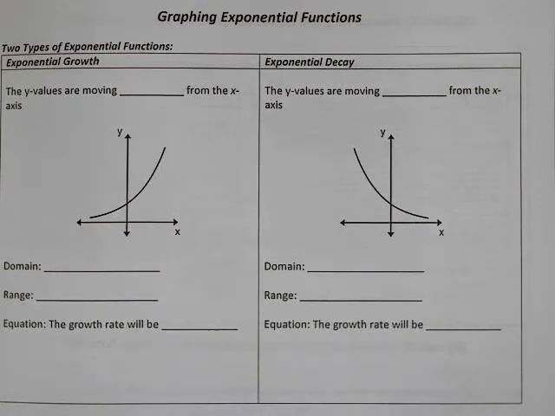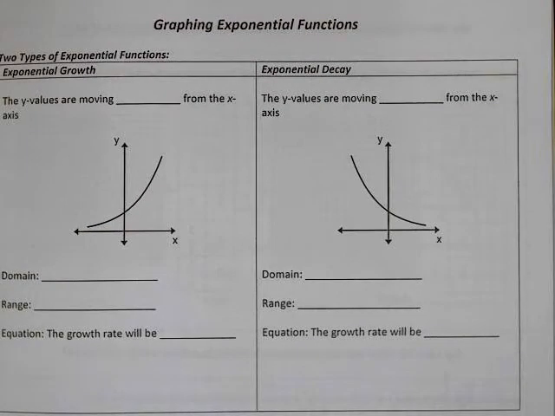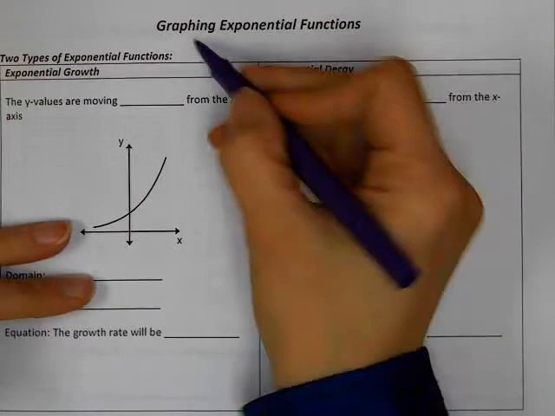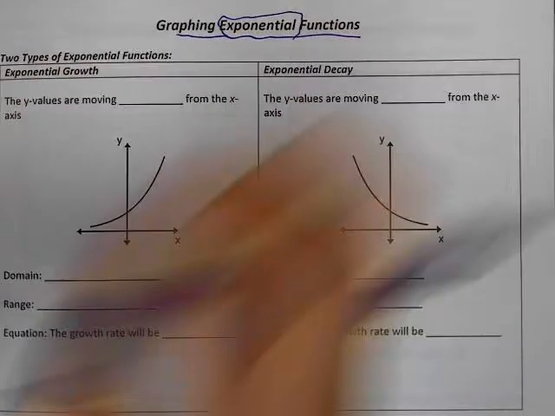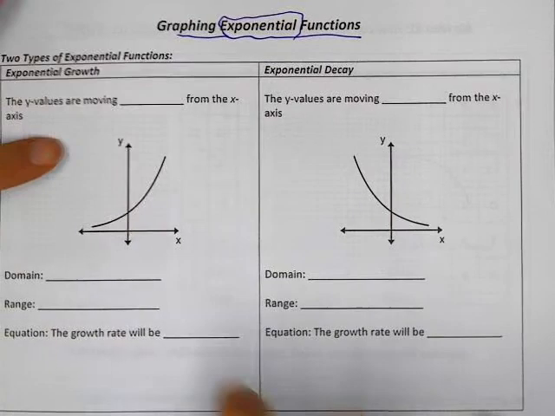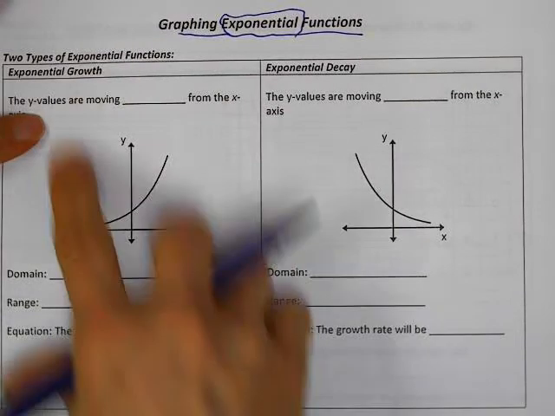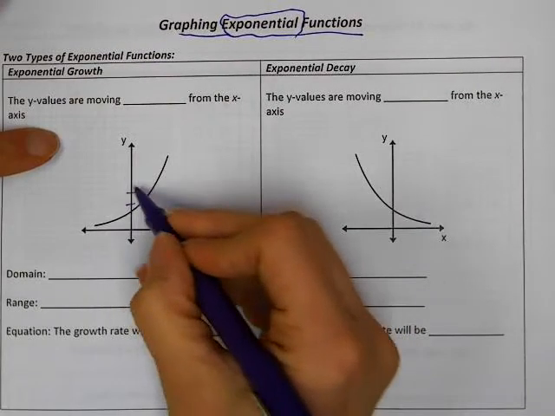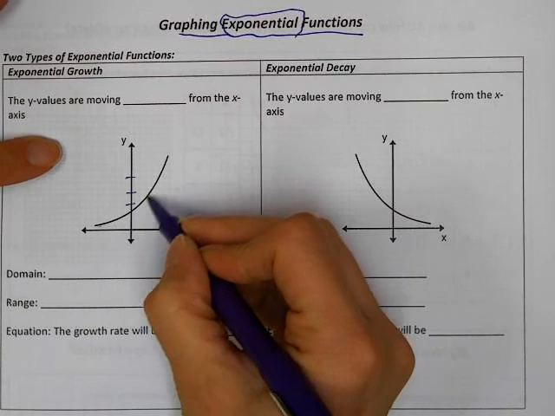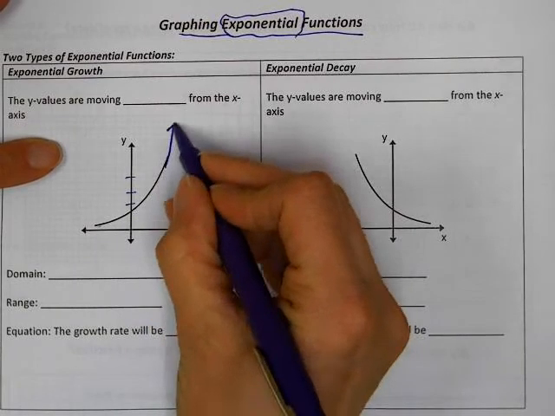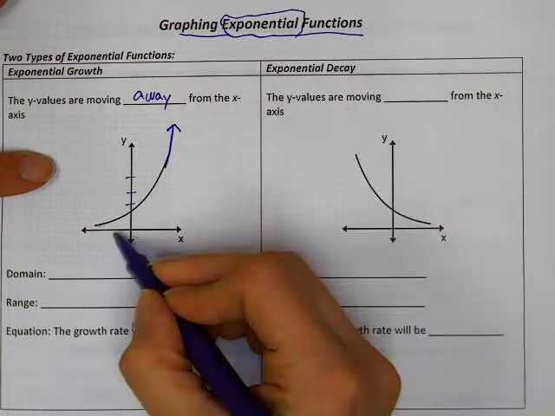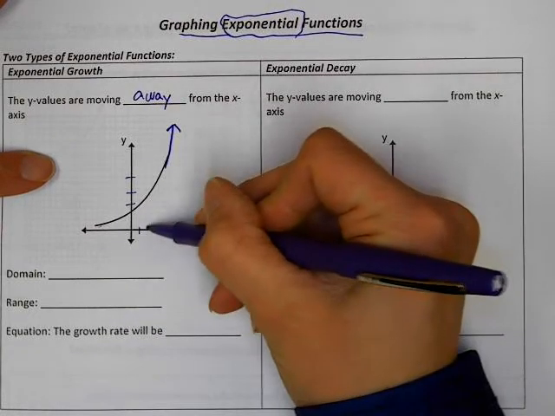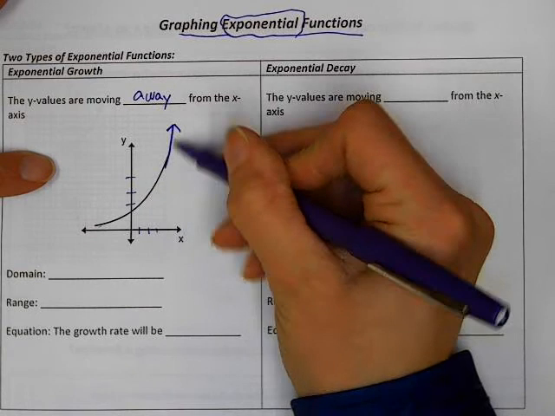Okay, I know we saw this in class, but we're going to officially take a look at graphs of exponential functions. So we're not talking linear, we're talking exponential now. And so there are these curves. You look at this graph right here. The y values are moving higher, higher, higher, away from the x-axis. So here's the x-axis, and the y values are getting higher, okay?